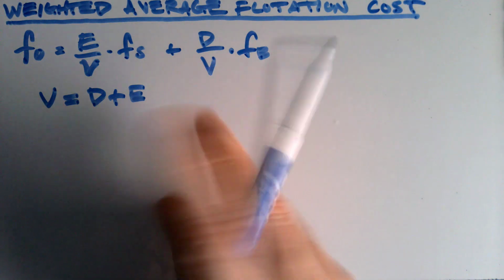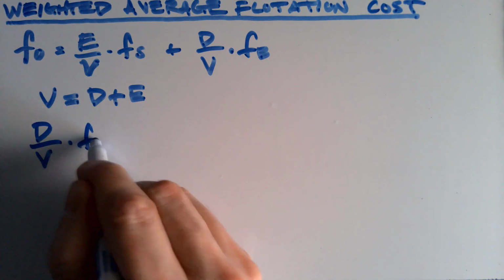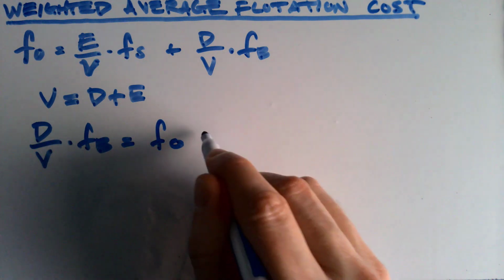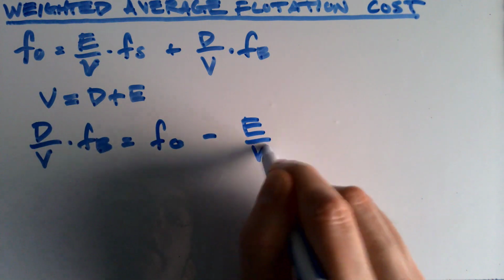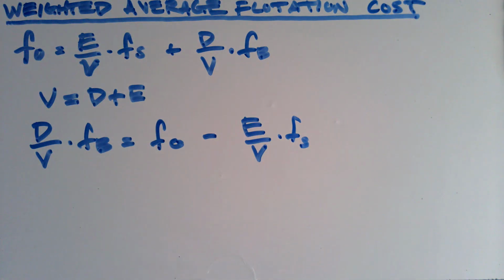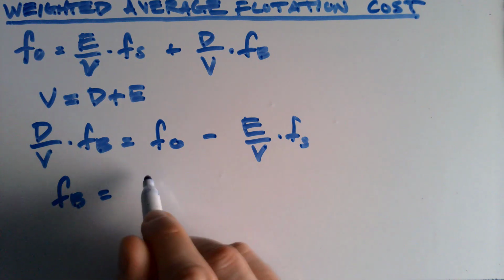And that means, once again, I'm going to switch sides. D over V times F sub B is equal to F sub 0 minus E over V times F sub S. This time, I'm going to multiply both sides by V over D. And when I do, of course, it'll cancel out over here and leave F sub B by itself.